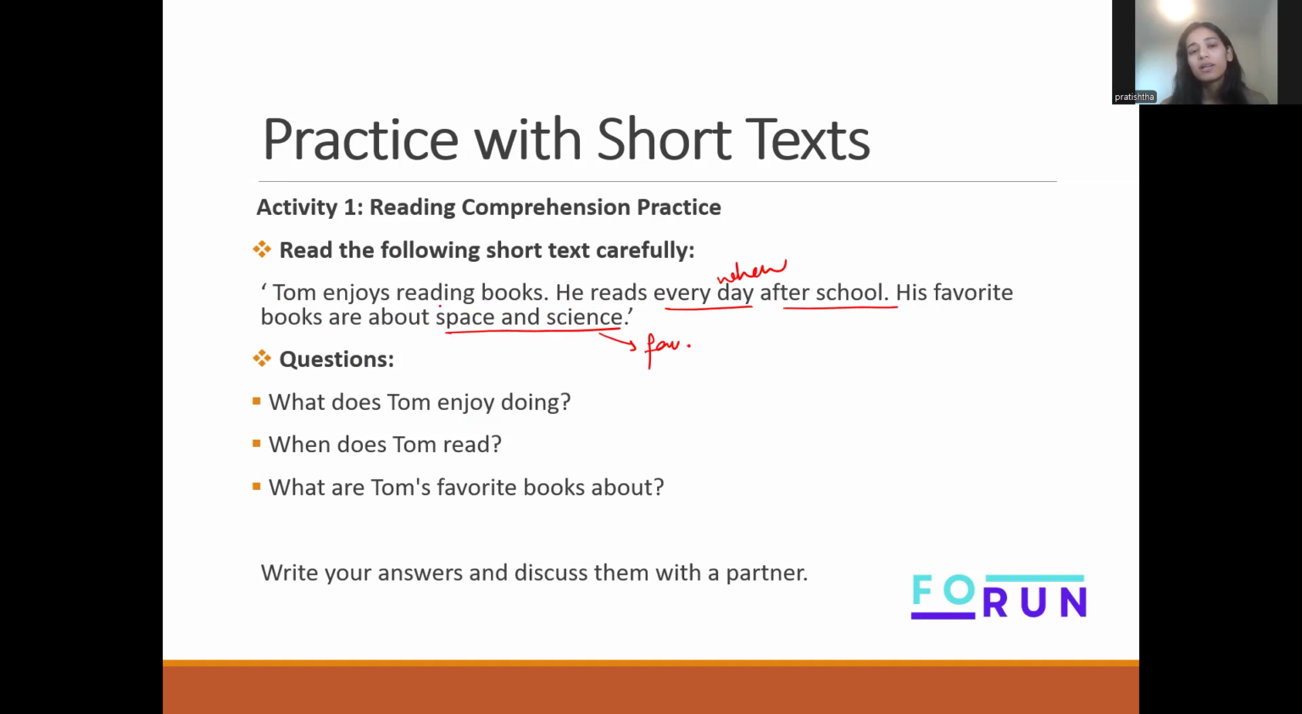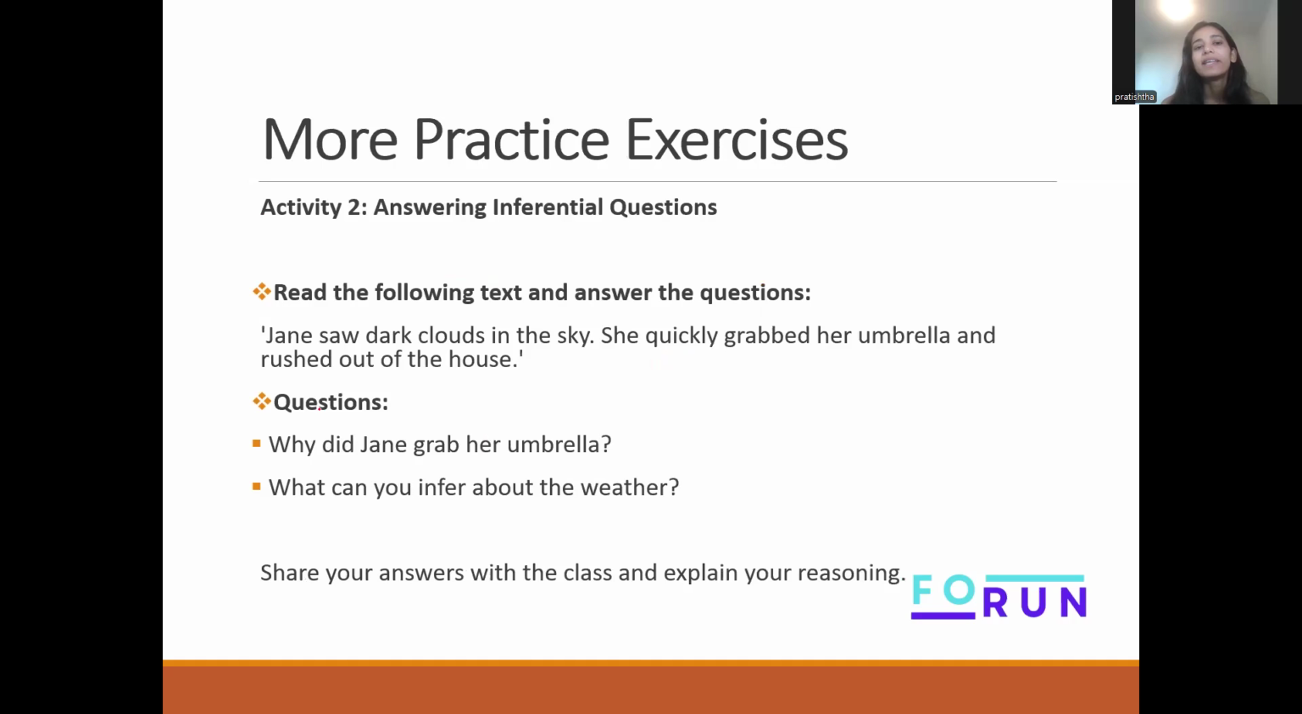What does Tom enjoy doing? He enjoys reading books. When does Tom read? So when? Every day after school. What are his favorite books about? His favorite books are about space and science. Then we have a second kind, inferential questions. Here we have to guess the information.